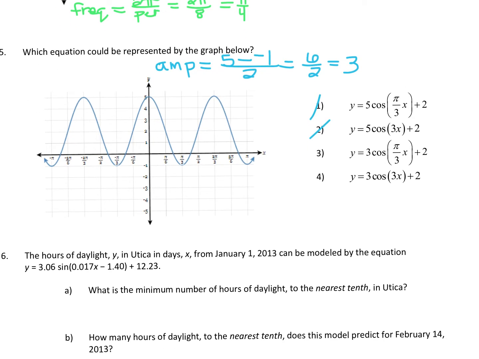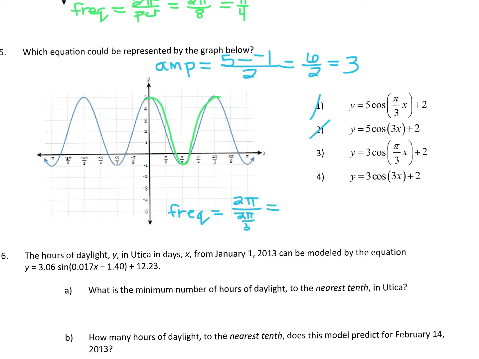So the frequency we know is equal to 2 pi divided by the period. Well, let's see, the period, from here to here, is one complete cosine curve, right? Here, I'll sketch it out. From here to here is one complete cosine curve. So it takes us 2 pi over 3 units to get there. So 2 pi over 3 is going to be our period.